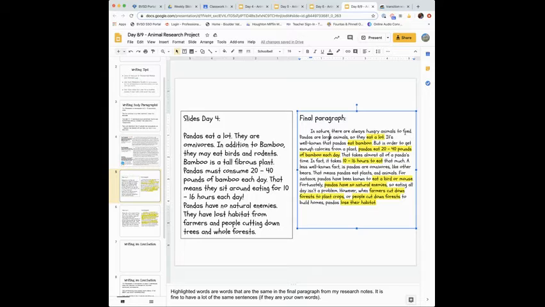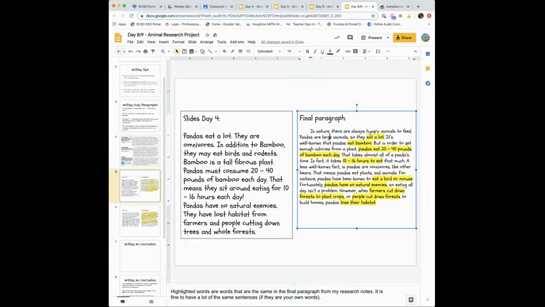Okay, then I wanted to think, why do pandas eat a lot? I think it's because they're a big animal, not a small animal. So I added to the sentence "pandas eat a lot": "Pandas are large animals, so they eat a lot." I took that idea, pandas eat a lot, and I expanded on it to make my paragraph.